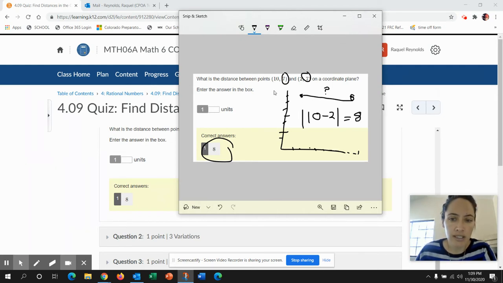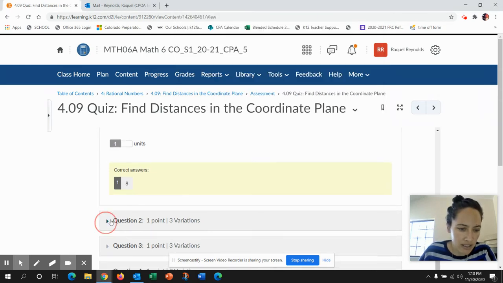You could count the units, or you could take a look at these values. There's the x, right? You have a formula for that. There's the other x, x1 and x2, right? The absolute value of x2, that just means the second x value, and this just means the first x value for that first point. Okay, let's take a look at this one.